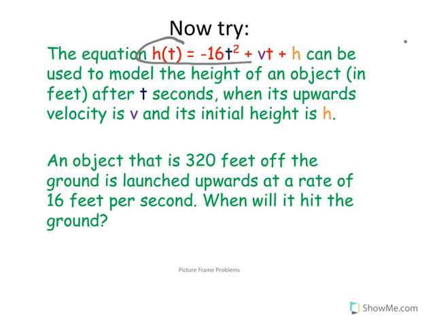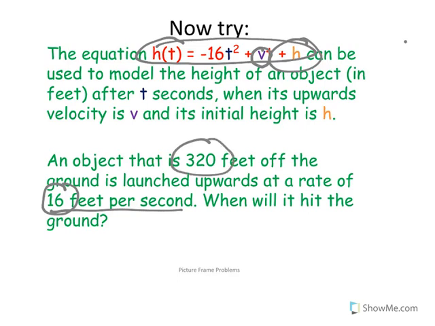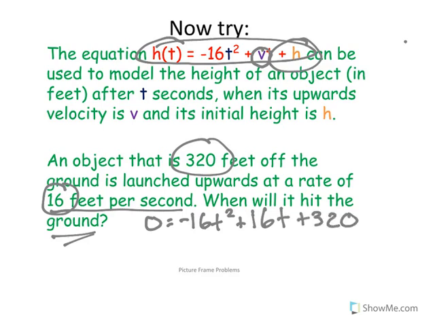So here's my function again. v is my initial upward velocity, which in this case is 16 feet per second, and h is my height. That's my constant, where we start. We want to know when it's going to hit the ground, as always. So 0 is equal to negative 16t squared plus our initial upward velocity, which is 16t, plus my constant, which is 320.